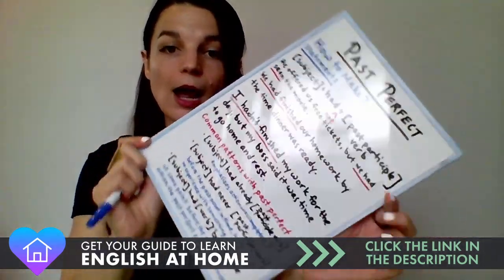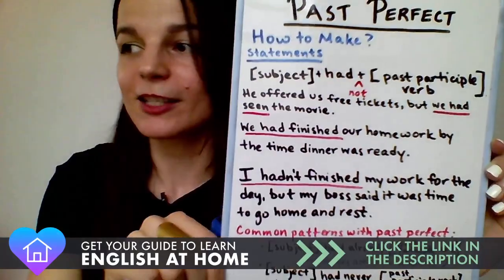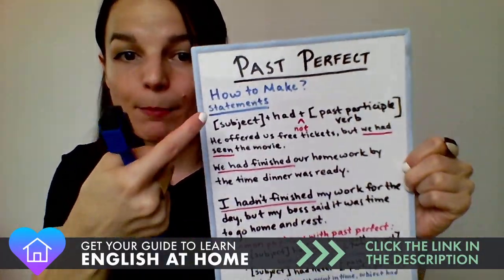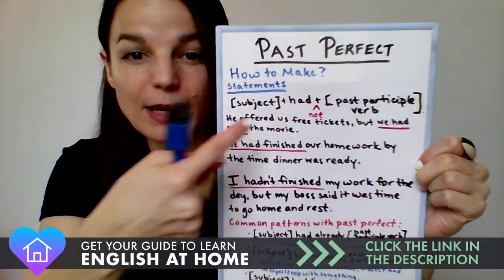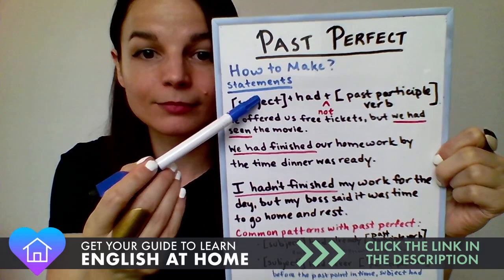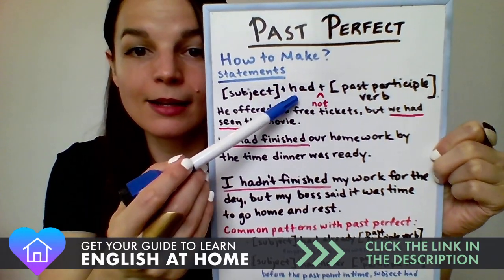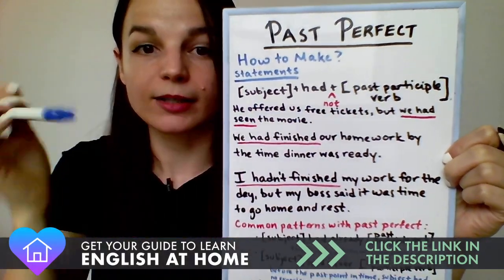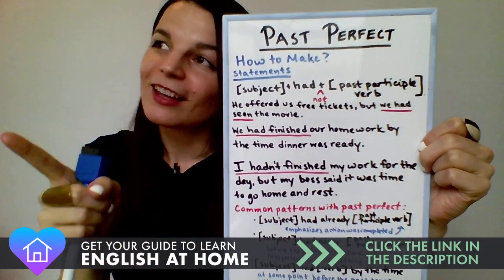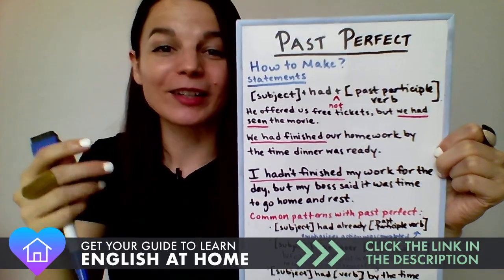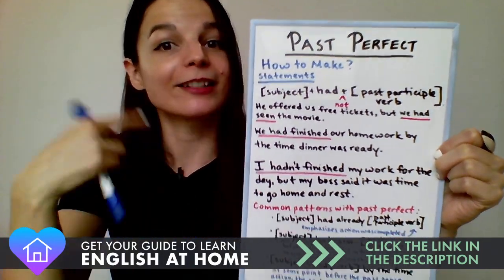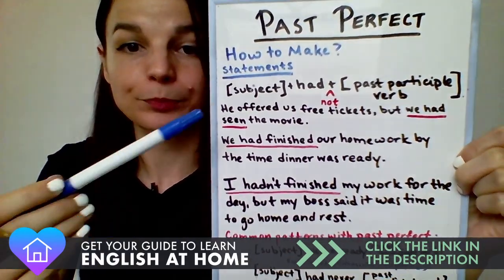Past perfect, how to make it. A very nice point about this grammar is it's pretty easy to make this basic form. We need three things, just three things. We need our subject, and we need had, and we need the past participle form of our verb. That's it. But the challenging point here is this makes part of the sentence. We need to use past perfect together with something else.